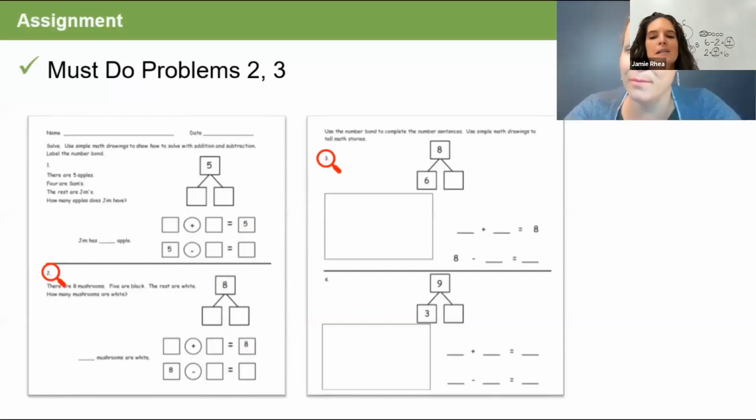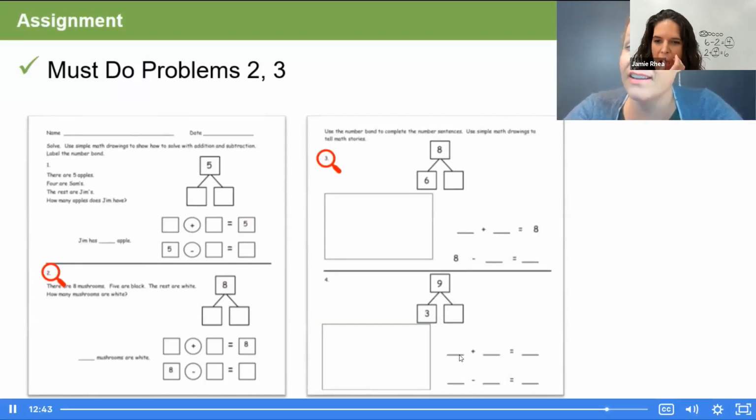You are ready for the problem set. Your must-do problems are 2 and 3. Have a grown-up help you keep time for 10 minutes. And if there's time left over, try 1 and 4 as well.